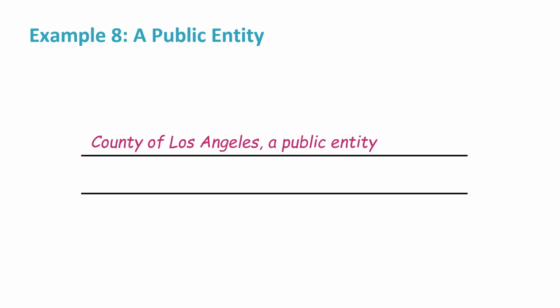If you are suing a public entity, which is a state or local government, as well as any agency, office, or department run by a state or local government, make sure the words public entity are placed after the name.